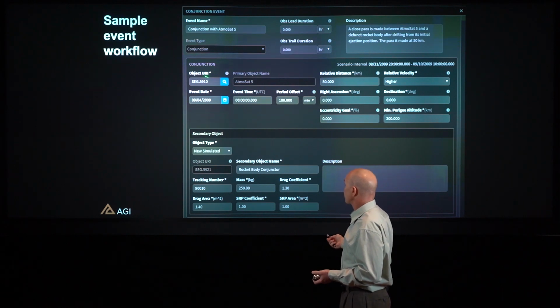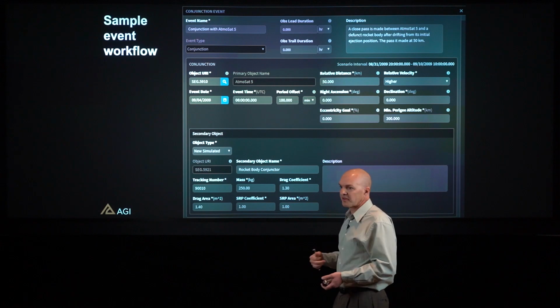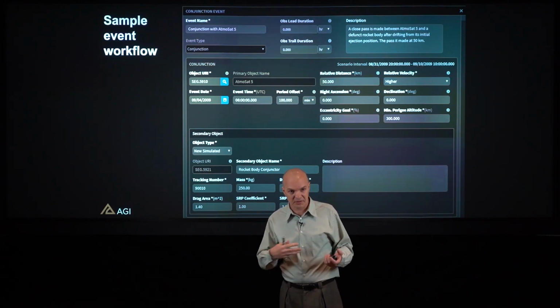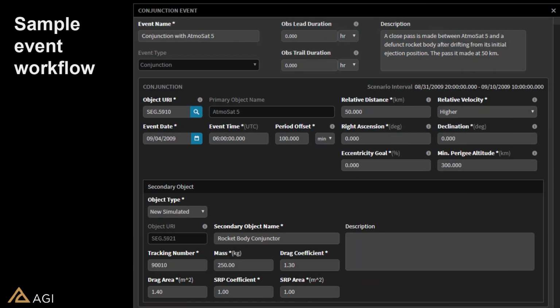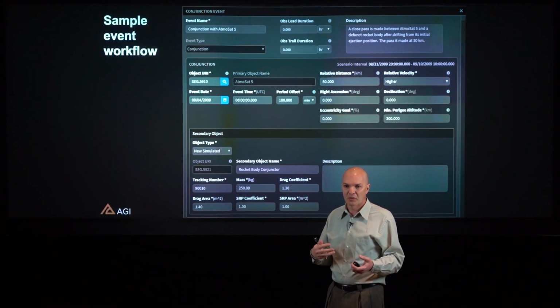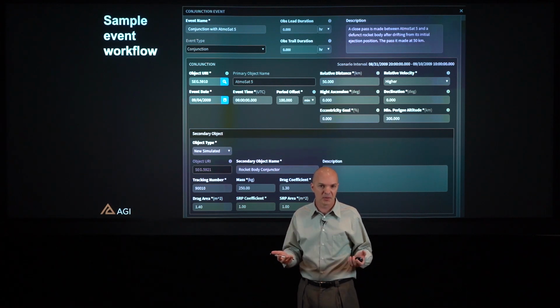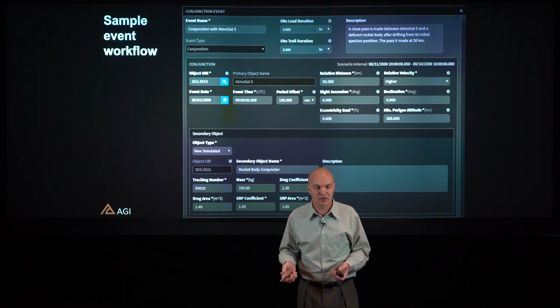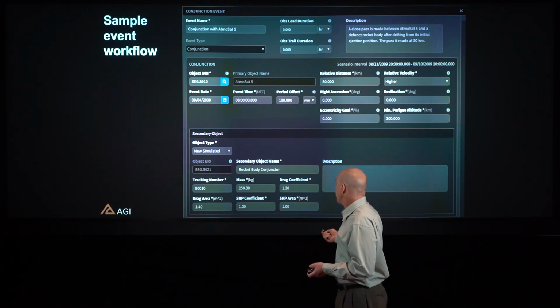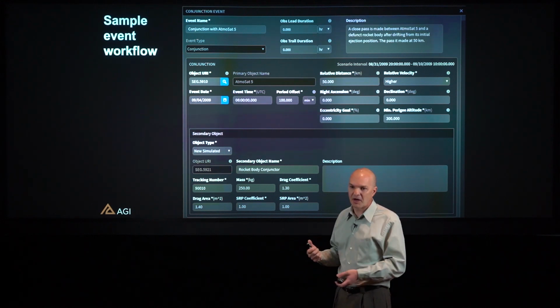So for this conjunction example, you're specifying what the primary object is, and that's the satellite that's going to have a conjunction done to it, basically. We pick what time this conjunction is going to happen, and then we're inputting data that's relative to that event type. For this specific conjunction event, you're defining the relative geometry of the two objects at the time of closest approach. And below here, we're defining what the secondary object is.